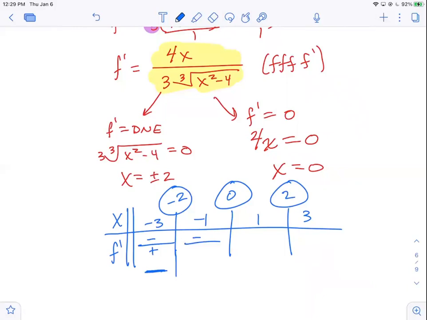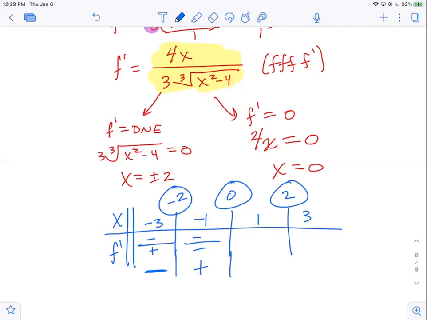-1 squared is 1. 1 minus 4 is -3. -3 is not a perfect cube, but we don't care. The cube root of a negative number is also a negative number. And that negative number times 3 makes the denominator negative. What's a negative divided by a negative? Positive. Yep. Plug in a 1.